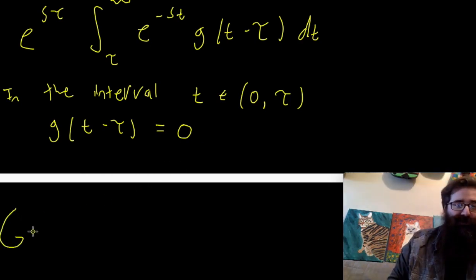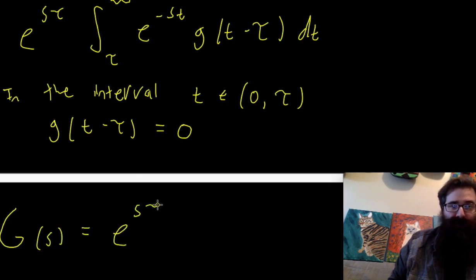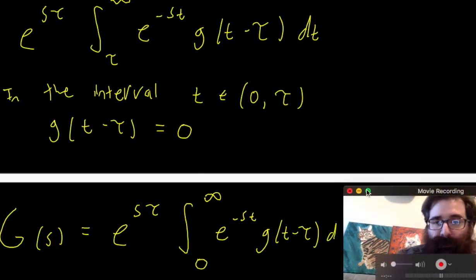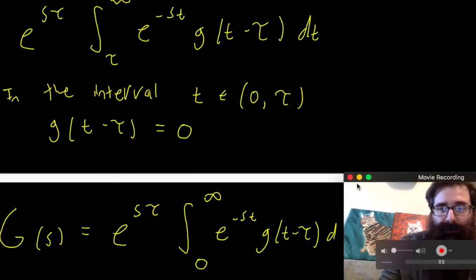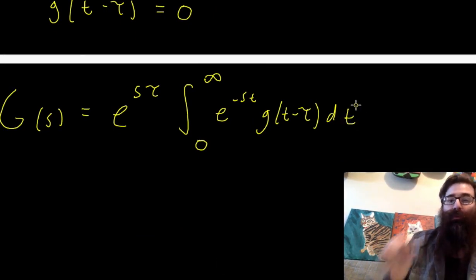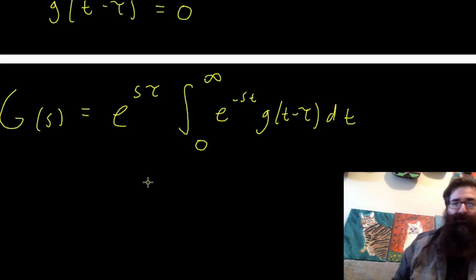We would say that our function big G of s can be thought of as e to the power of s tau, and then the integral from, I can fix this lower bound to 0, and say that anything from 0 to tau doesn't even affect the integral, so I'll include it anyways. 0 to infinity of e to the minus st, g of t minus tau dt. Okay. So then I think we're just about ready to go where we want to go next with this.